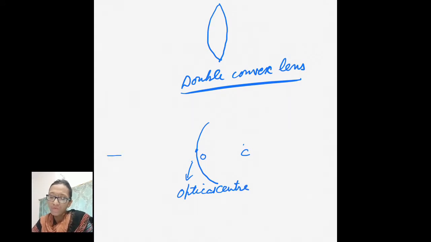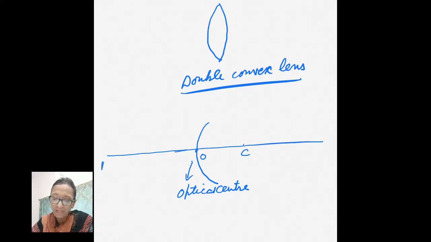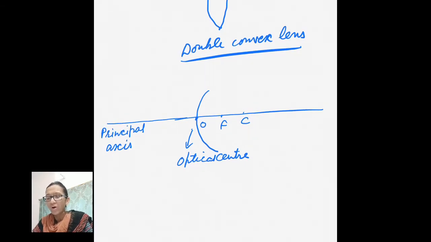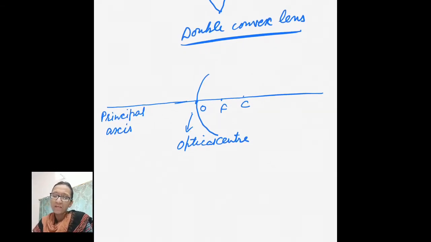If you draw a line through this optical center and center of curvature, then this line is termed as the principal axis. And in between the optical center and C, mainly at the center of these two points, you have a point that is called focus. I'll explain all these things, but firstly we see how the images are formed.